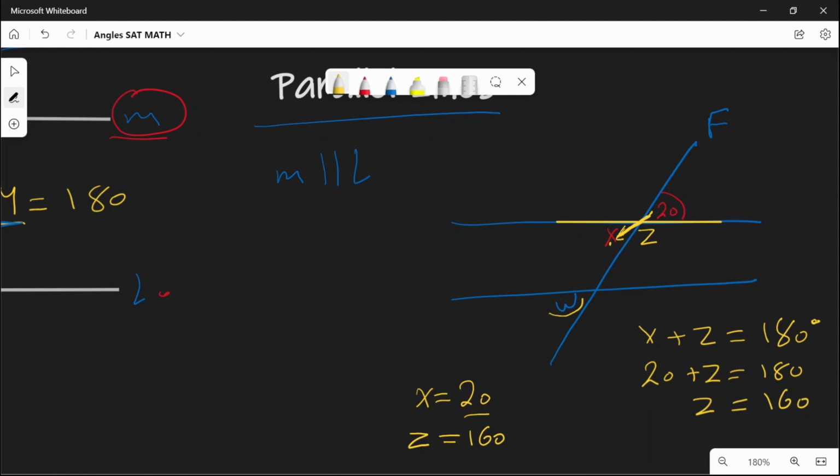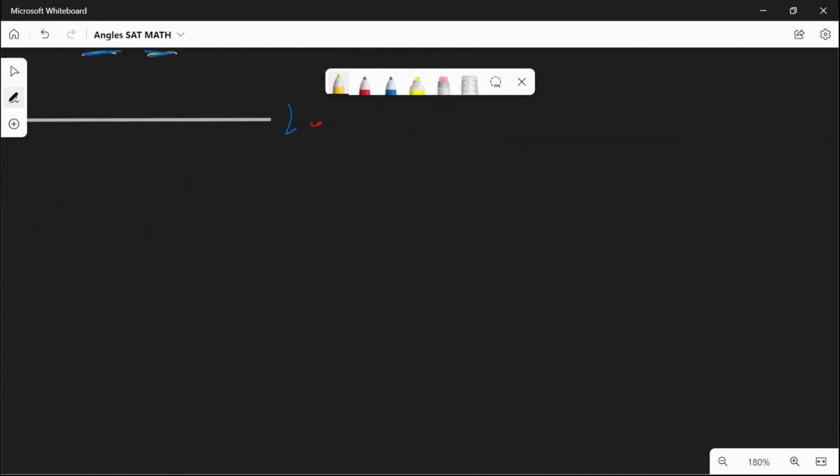Now what about angle W? We know that this part here, or this section, is similar to this section here. So if we know that this angle, which is the same as this one, is equal to 20, we know that W is opposite to 20. So the value of angle W will be 20 degrees. Let's take another example.